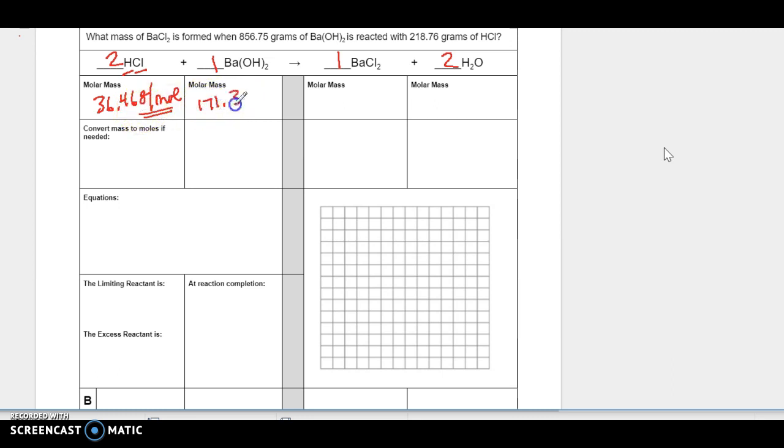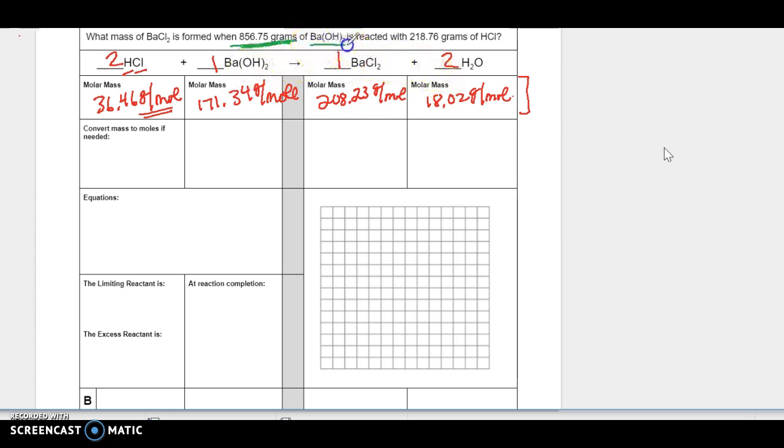Ba(OH)2 should be 171.34. Make sure you know there are 2 O's and 2 H's here, and only 1 Ba when you add these up. BaCl2 should be 208.23 grams per mole, and water is about 18.02 grams per mole. You're actually going to need this step now, because the difference in this problem compared to the other ones is it's telling me the mass instead of the moles. But to do all the other steps, I need to know how many moles, so I'm going to go back and figure that out first.